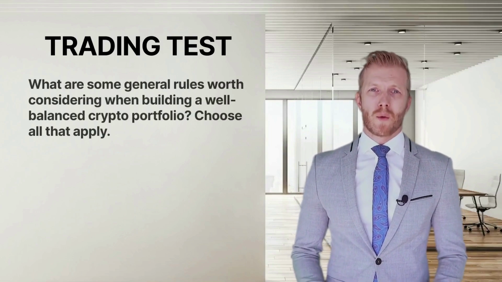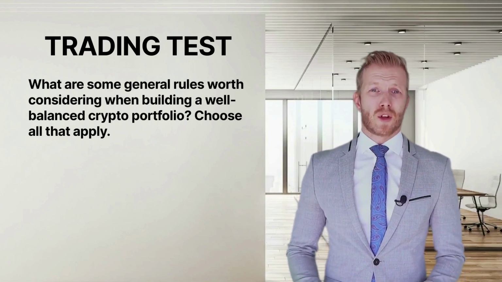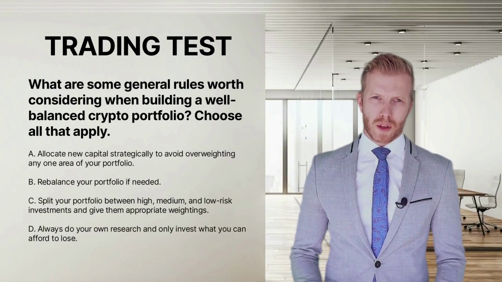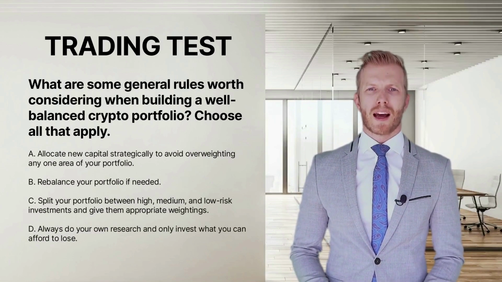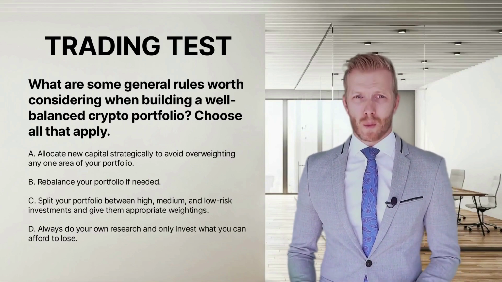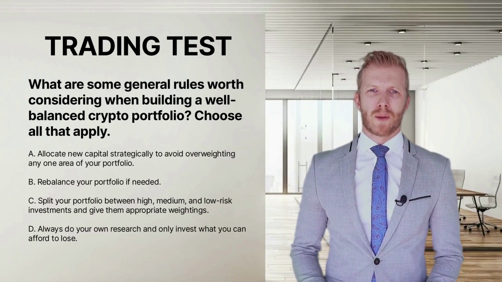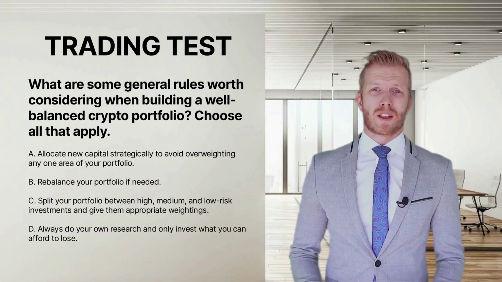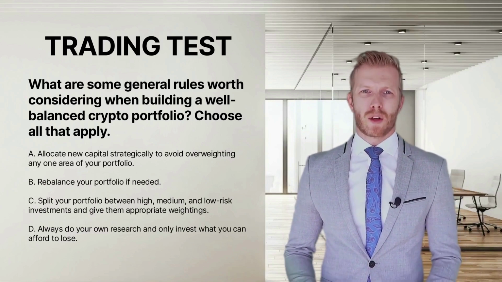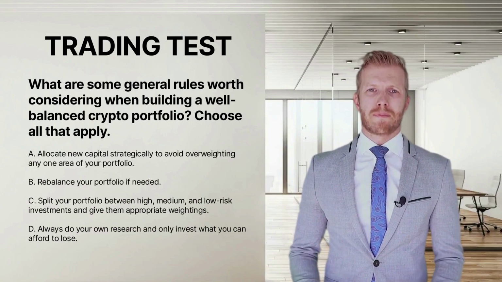What are some general rules worth considering when building a well-balanced crypto portfolio? Choose all that apply. A. Allocate new capital strategically to avoid overweighting any one area of your portfolio. B. Rebalance your portfolio if needed. C. Split your portfolio between high, medium, and low-risk investments and give them appropriate weightings. D. Always do your own research and only invest what you can afford to lose.